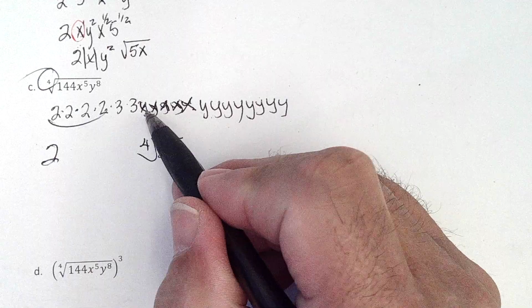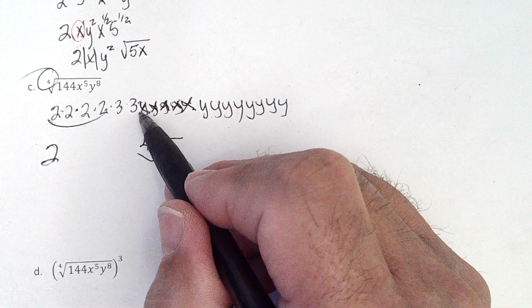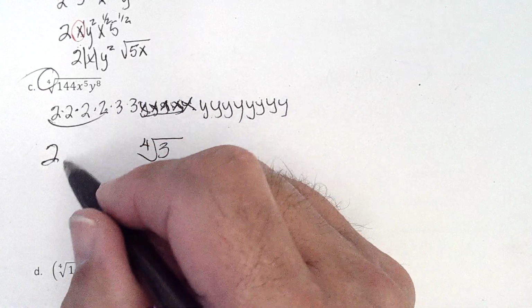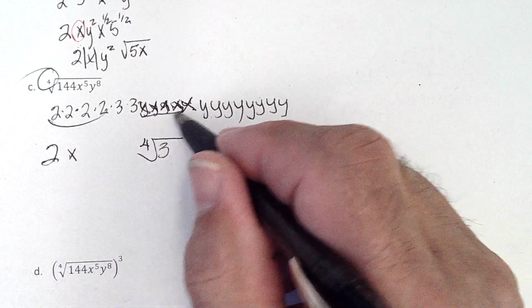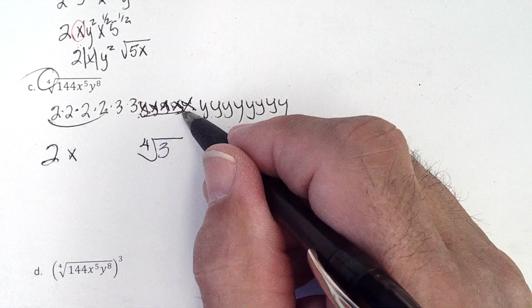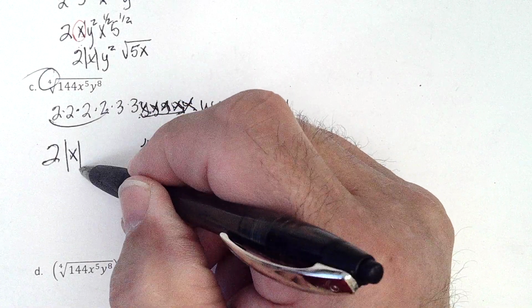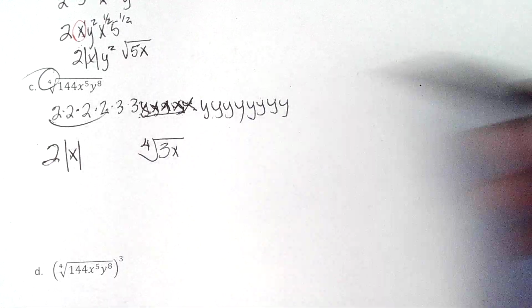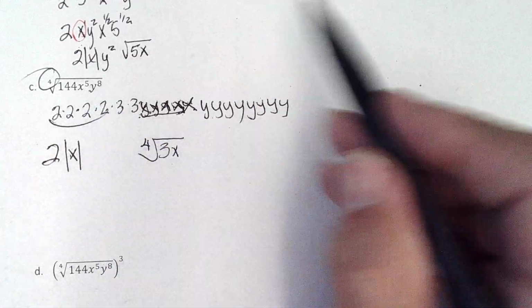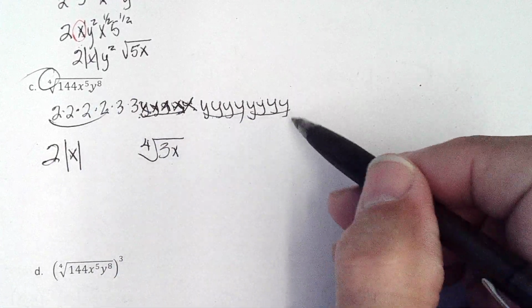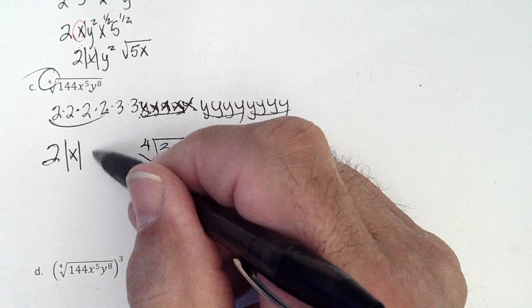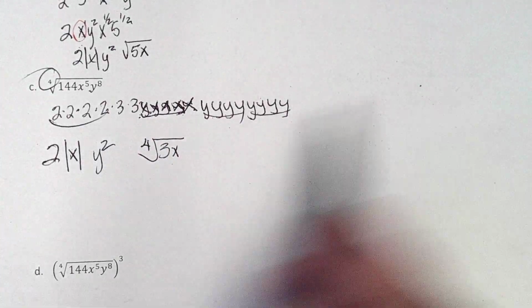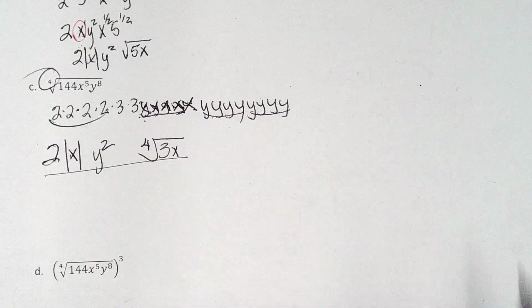I have 5 x's. 4 of them come out. If I take 4 of them and multiply it, even if it's negative, it turns to positive. I pull it out, it turns positive. So this has got to be absolute value. And there's 1 left. And y to the 8th, there's 2 groups of 4, so it's y squared. That's doing it this method.